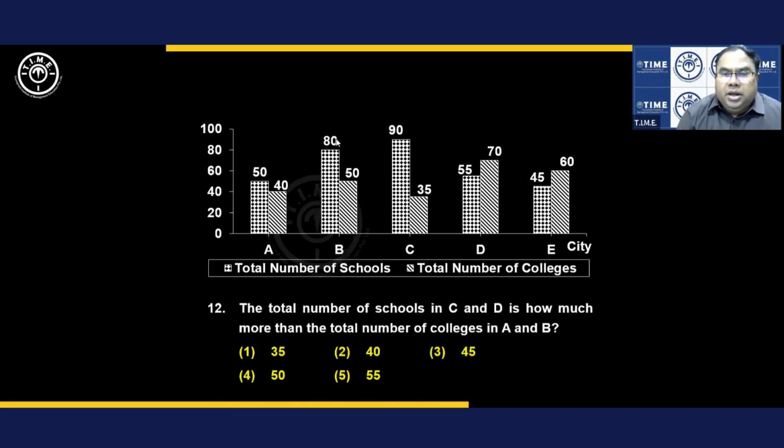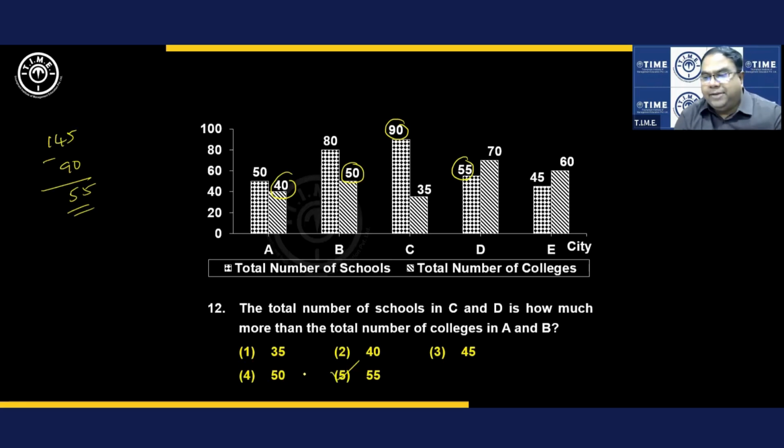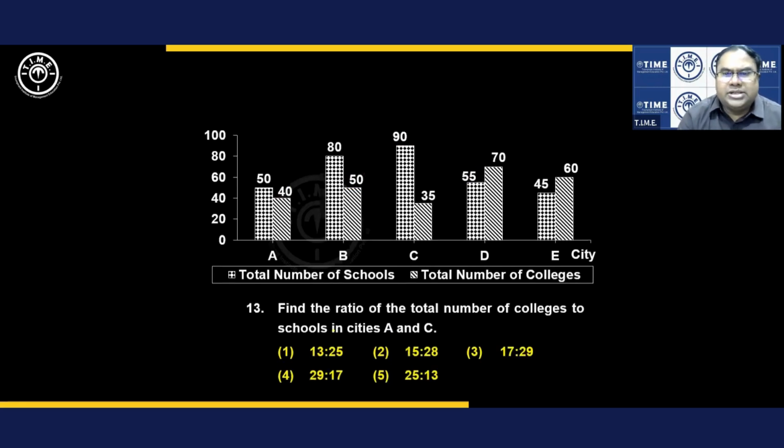Next, total number of schools in C and D is how much more than total number of colleges in A and B. Schools in C and D, first bar is school, 90 and 55, 145. How much more than total number of colleges in A and B? 40 plus 50, 90. 145 minus 90 is 55. 55 is present in choice 5. Simple questions. DI set is very, very easy, this particular set.